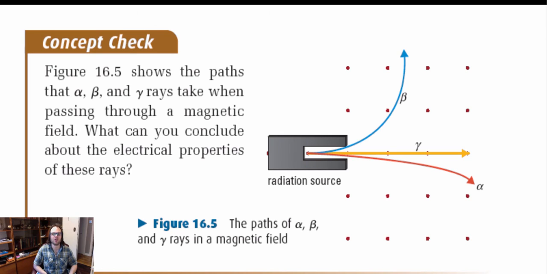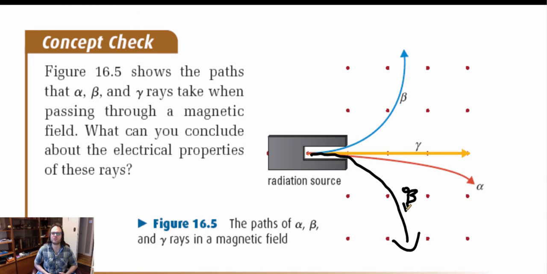Welcome back. So now we have another concept check and something for you to pause the video and try to figure out. This diagram shows the paths of an alpha particle, a gamma particle, and a beta particle. This beta particle is when it releases an electron. If it releases a positron, it's going to look something like this instead. So that's if it's 0, positive 1.